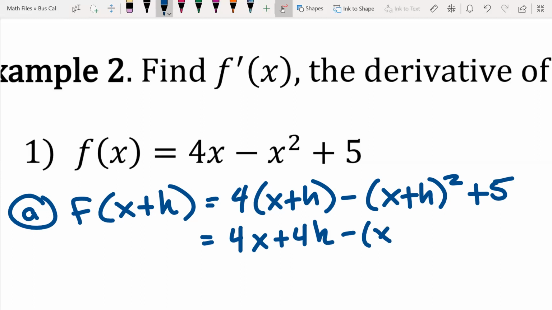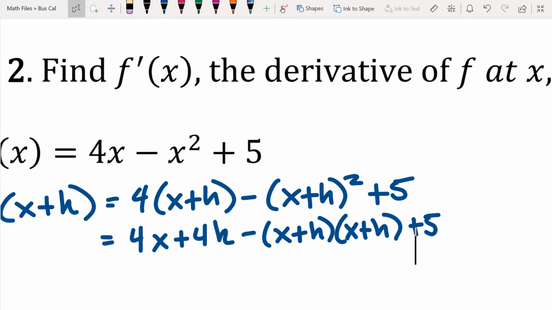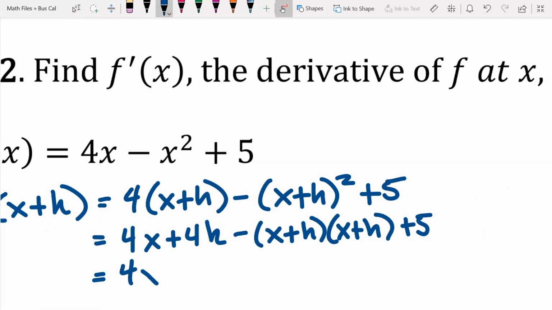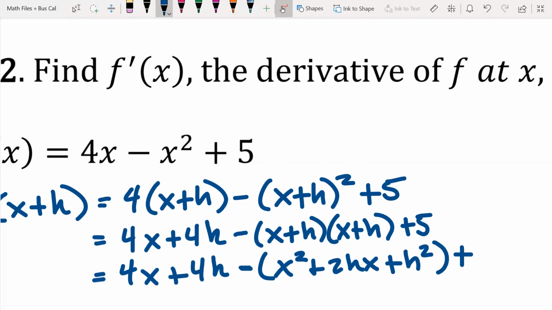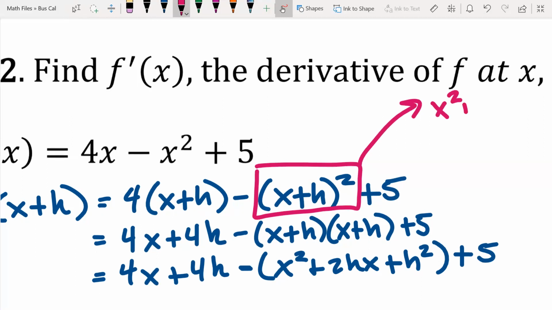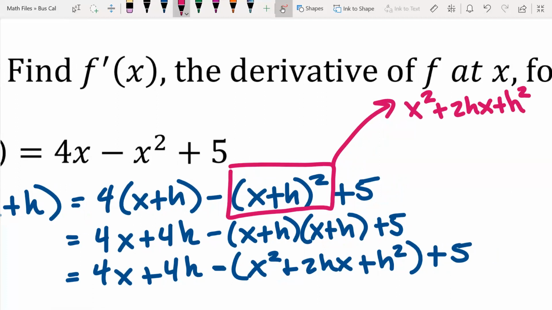X plus h squared means x plus h times x plus h plus 5. And we have to FOIL out x plus h times x plus h. All right. So when you FOIL this out, that negative's still there, x plus h times x plus h is always going to FOIL to x squared plus 2hx plus h squared. So to save you guys some time, if you ever see x plus h squared, just know that it will always FOIL to x squared plus 2hx plus h squared. That'll save you a lot of time on these really long problems.